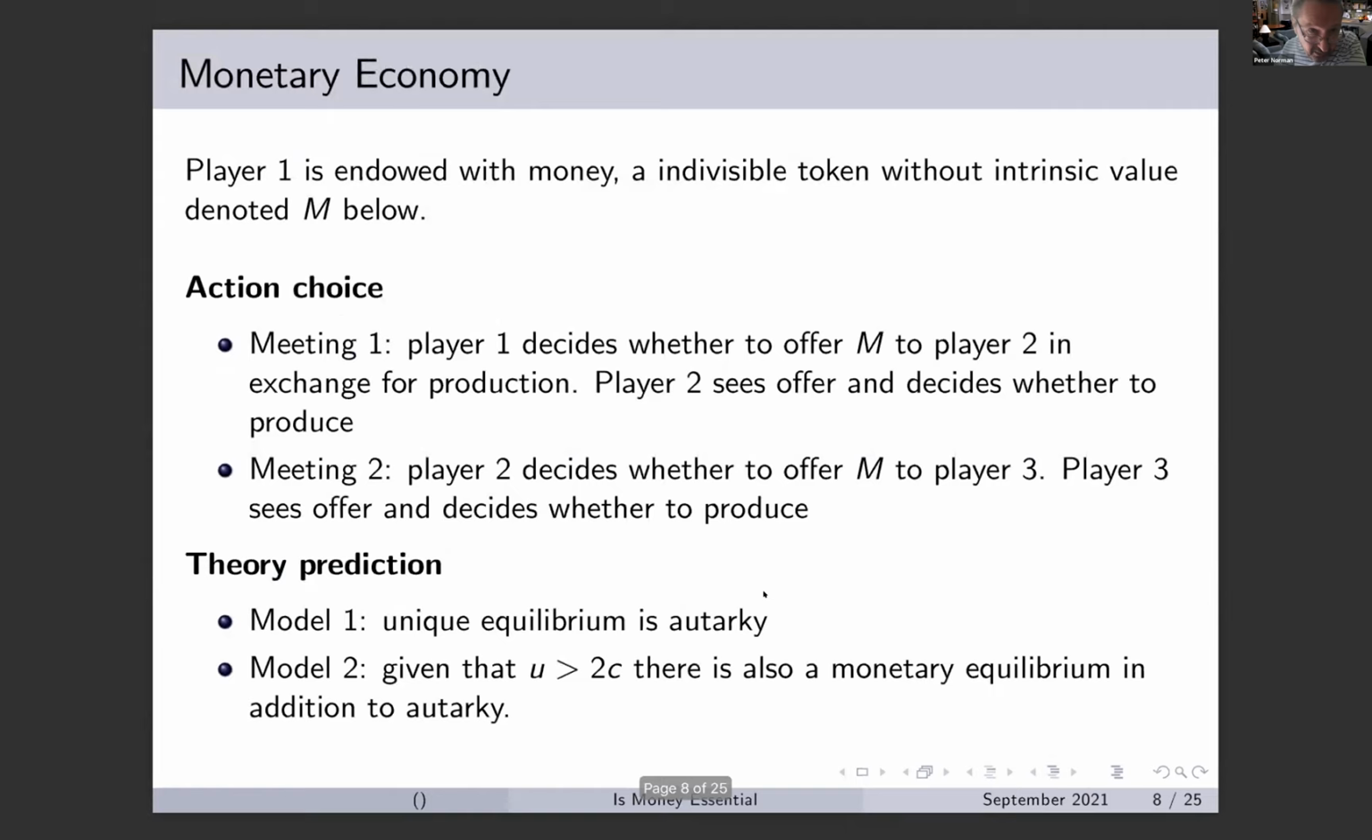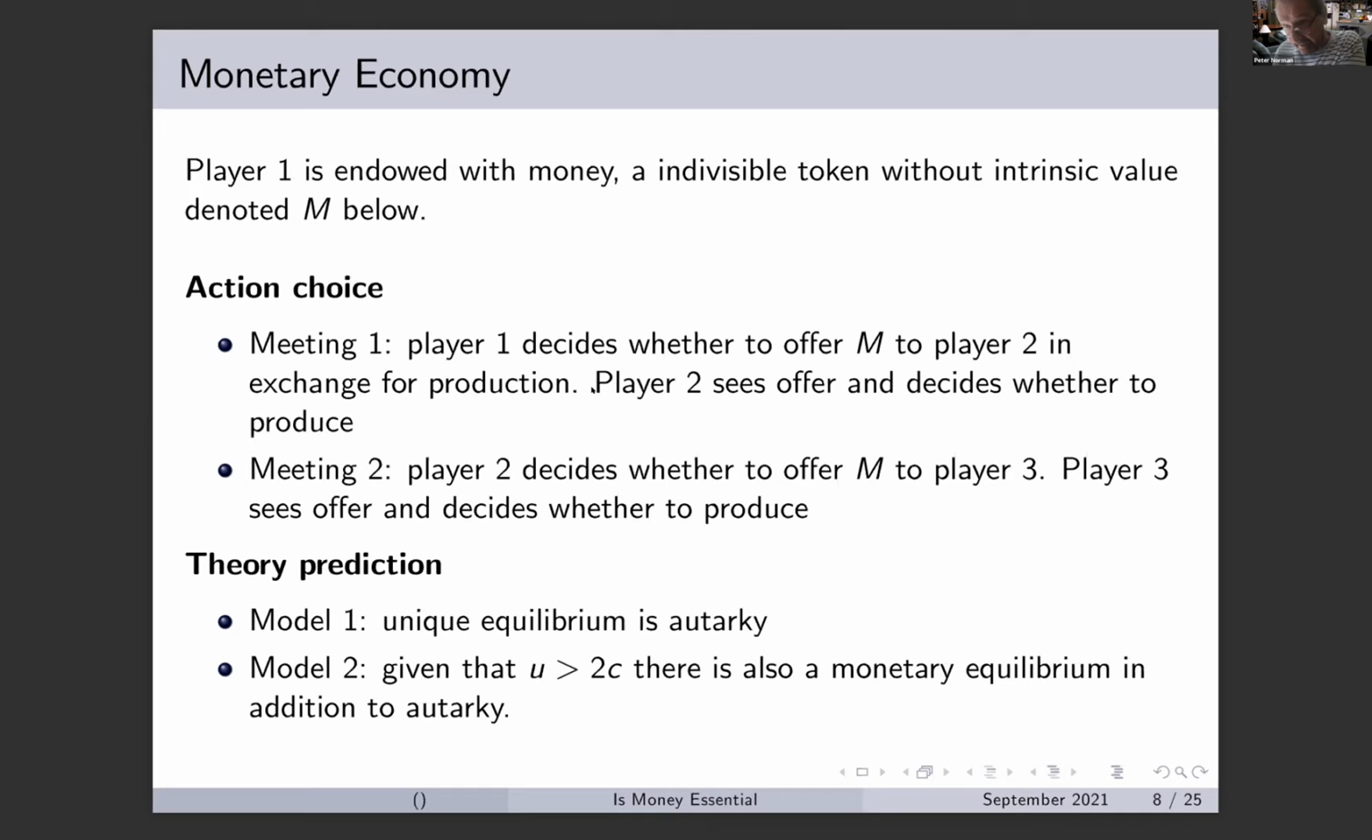In terms of money, let's just use these words for now. We endow the first player with money, which is called M here. What happens in both treatments is that in meeting one, player one can decide whether or not to offer this token, or M, to player two in exchange for production. Player two sees the offer and accepts or rejects.